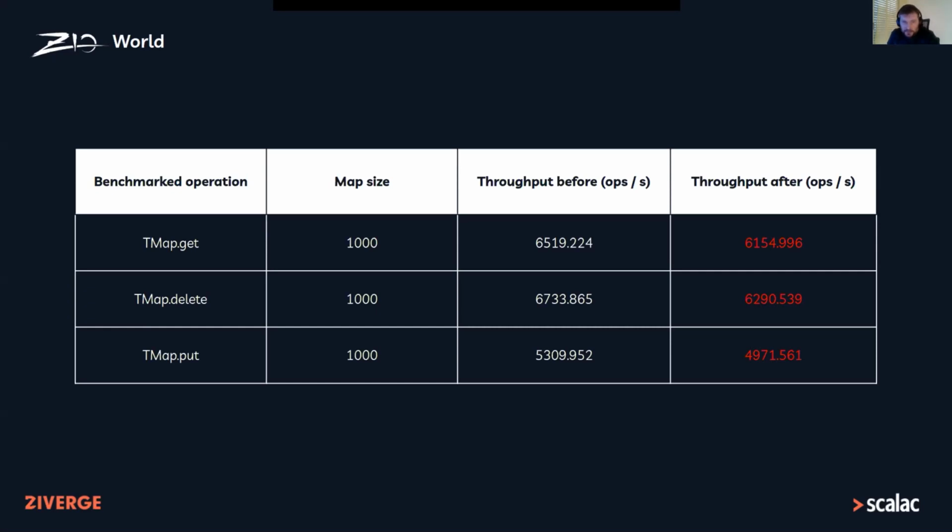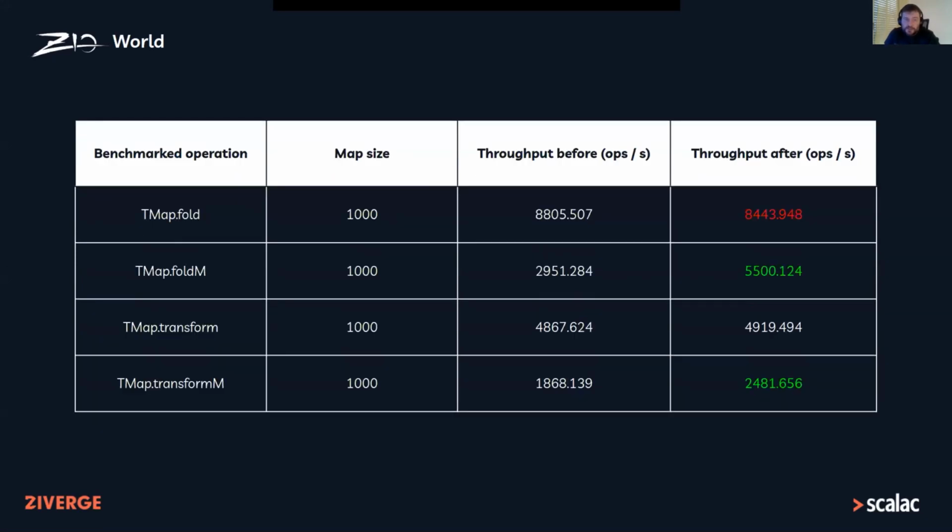However, the other scenarios in which we benchmarked and which showed really good results is operating on the whole structure. So this is an operation which is common for TMap, but very frequently used for stuff like TArrays or TQueues or TSets. We will see that all of the effectful operators, like for TMap foldM and transformM, are having a major performance increase. For example, foldM rose from roughly about 3K operations per second to 5,500 operations per second, which is almost double the increase.